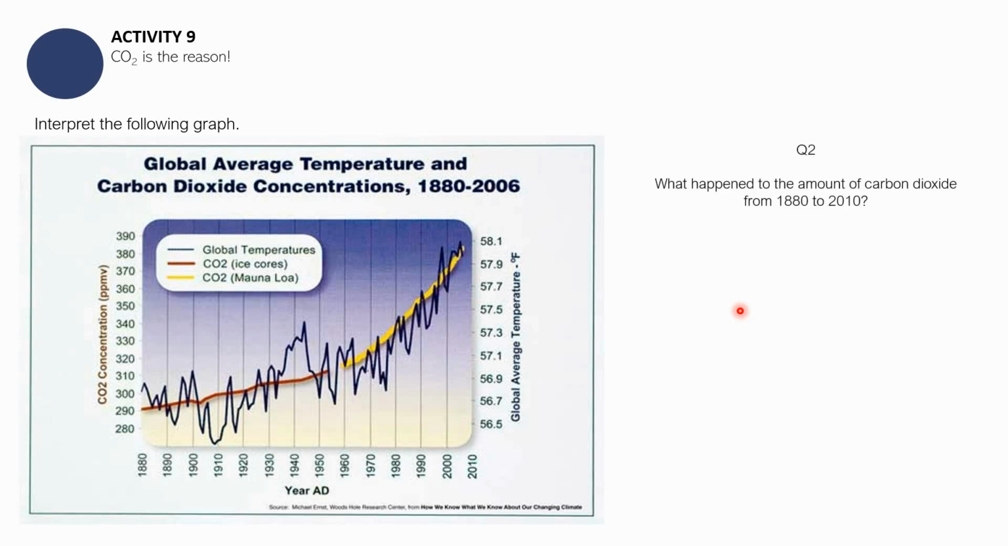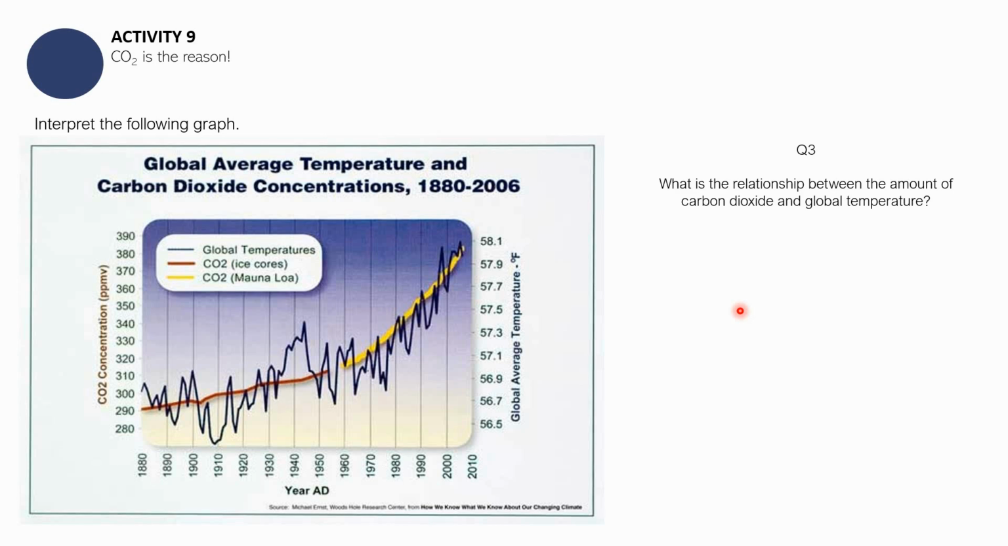Question number 2. What happened to the amount of carbon dioxide from 1880 to 2010 based on the graph? Pause this video if you need more time. Next, let us proceed with question number 3. What is the relationship between the amount of carbon dioxide and global temperature?